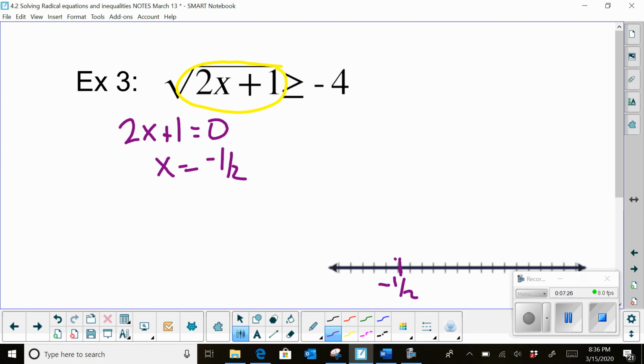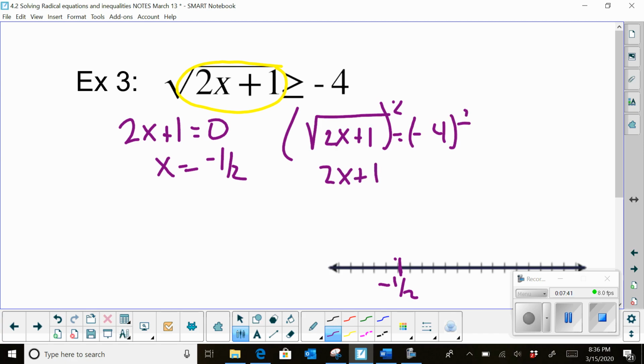Then when you turn it into an equation, you're going to square both sides. Again, squaring gets rid of the radical. You're going to have 2x plus 1 equals -4 squared, which is 16. And then you're going to solve for x, so you'll get 15/2. So 15/2 would be like +7.5. So we'll just put that over here. My little record button's in the way. So now you're going to have a closed circle here and a closed circle here.